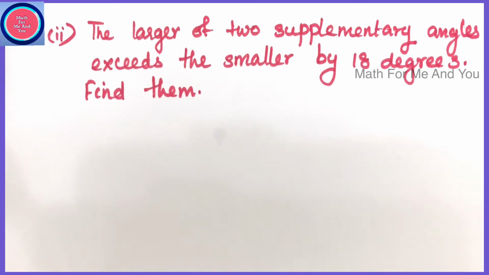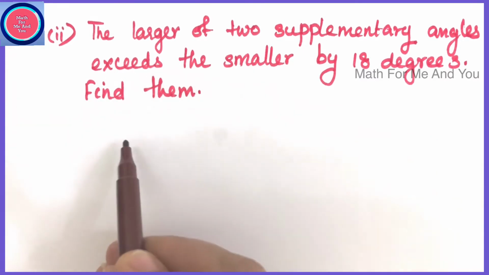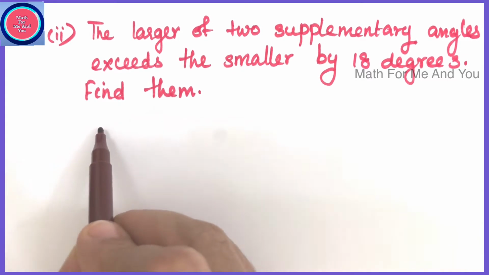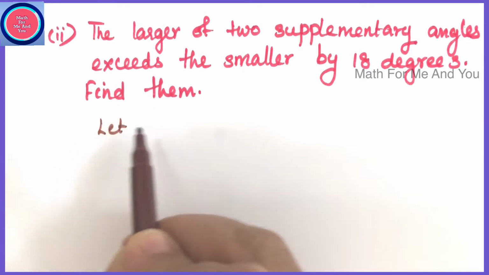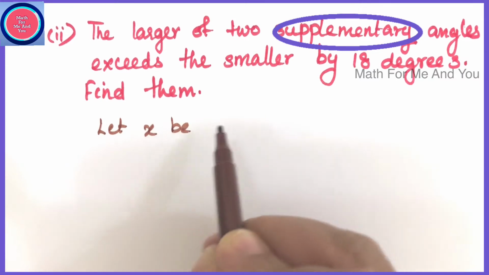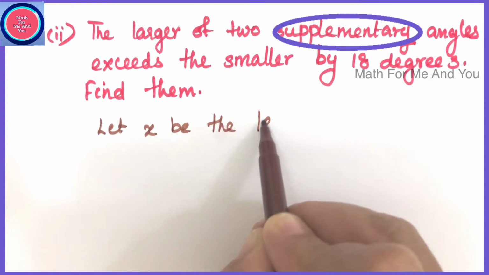Now the second question. The larger of two supplementary angles exceeds the smaller by 18 degrees. Find them. That means we need to find two angles and they are supplementary angles. What is the meaning of supplementary? Total is equal to 180 degrees.